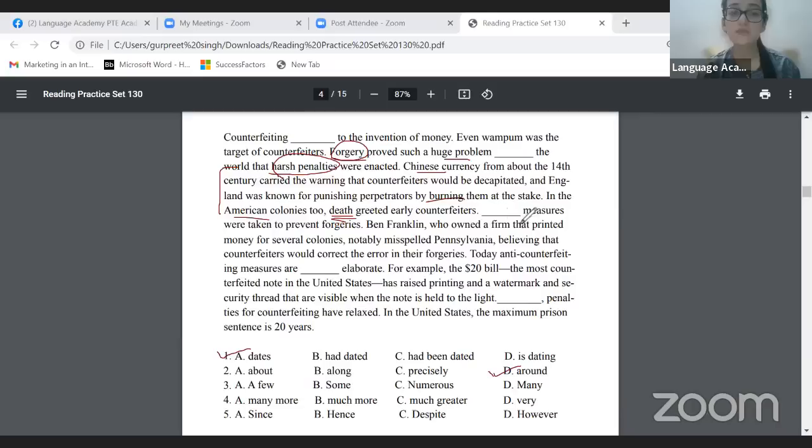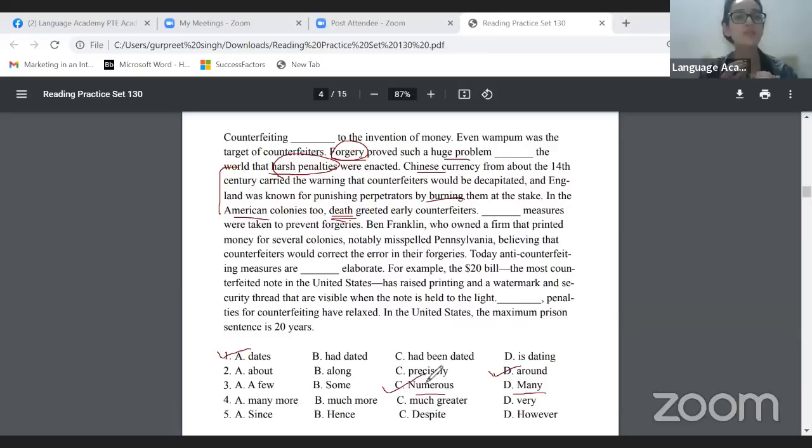A few means not many. Some measures, numerous or many. So numerous and many are synonyms. Many is a common word. Numerous is a bit more academic than many. So we'll go with numerous measures because we don't know exactly how many measures. So we cannot say that only some measures were taken, or we cannot say not many measures were taken.